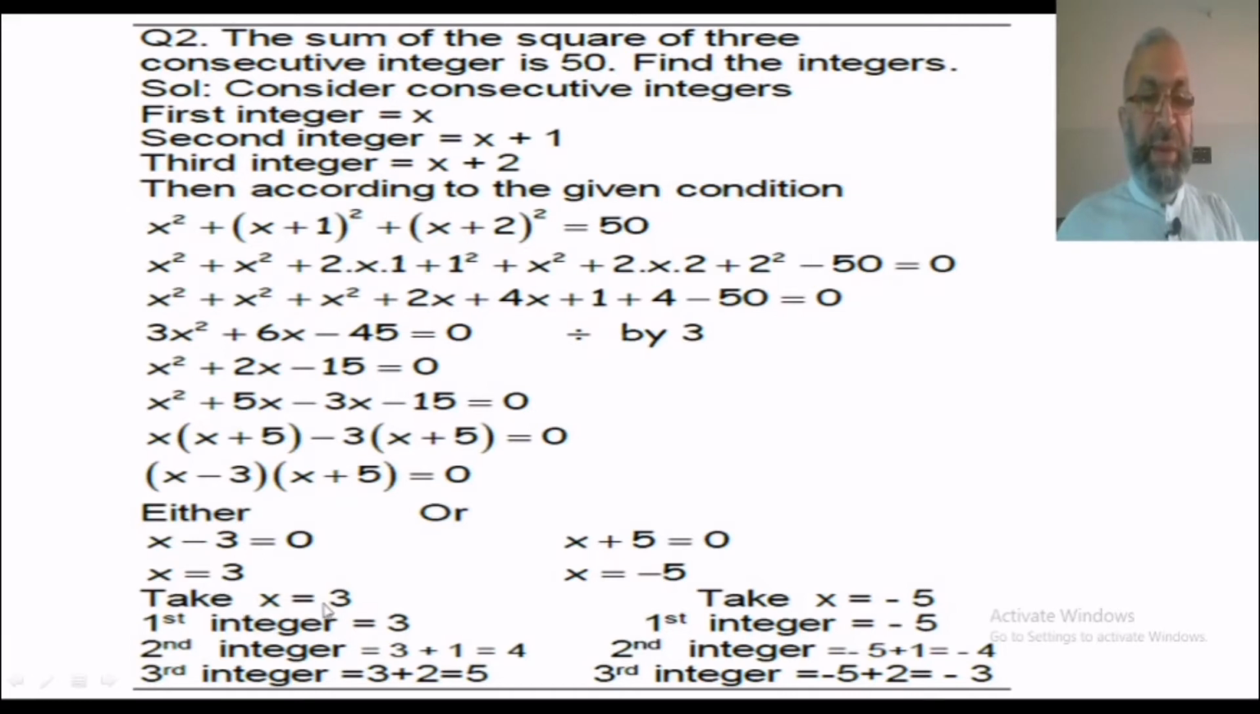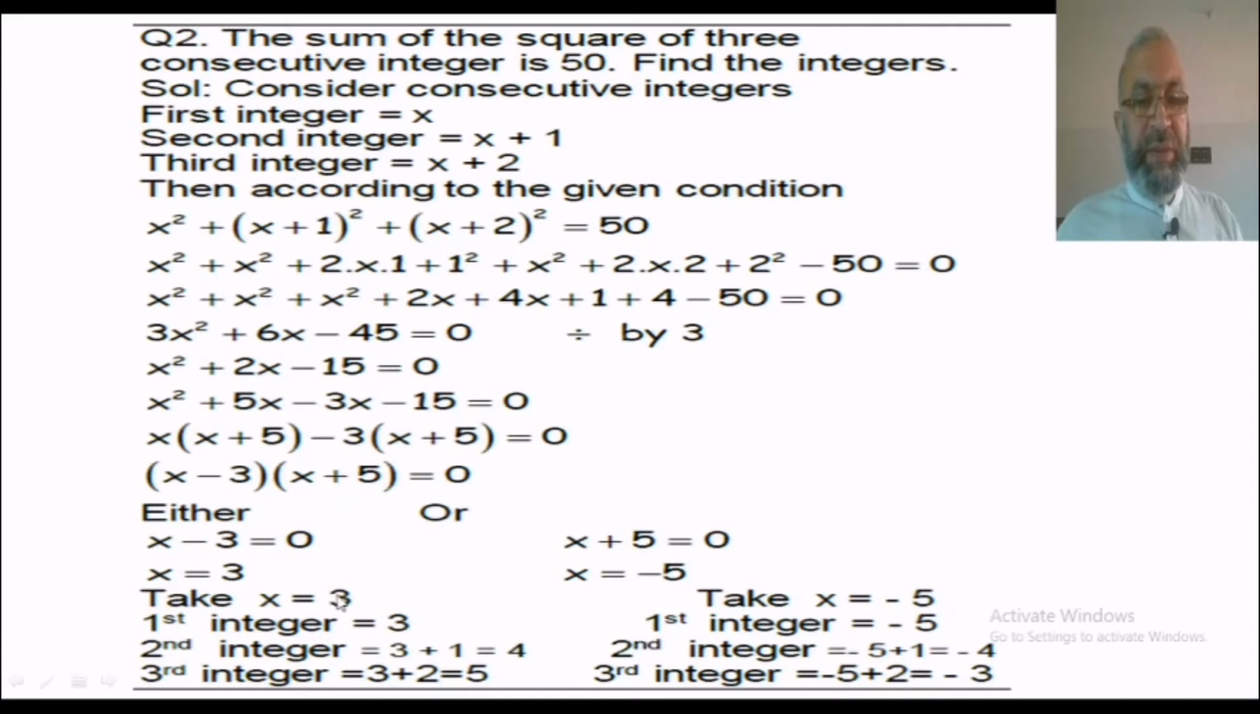First take positive x. So first integer 3, second x plus 1, that means 3 plus 1 is 4, third 3 plus 2, we get 5. Similarly for x is equal to minus 5, first integer x is minus 5, second is minus 5 plus 1, minus 4, third is minus 5 plus 2, minus 3. Thus we get two sets of consecutive integers.